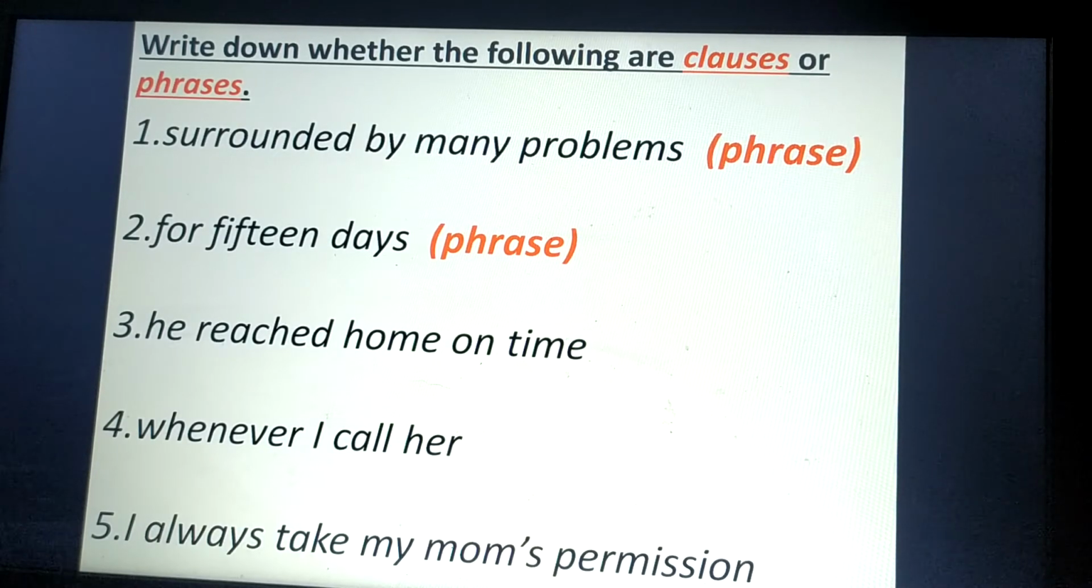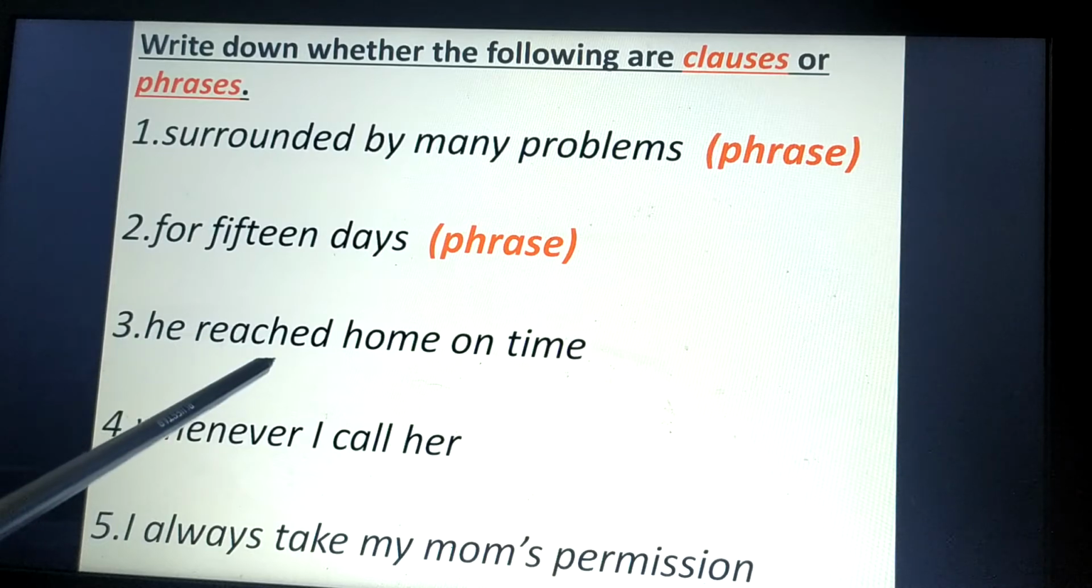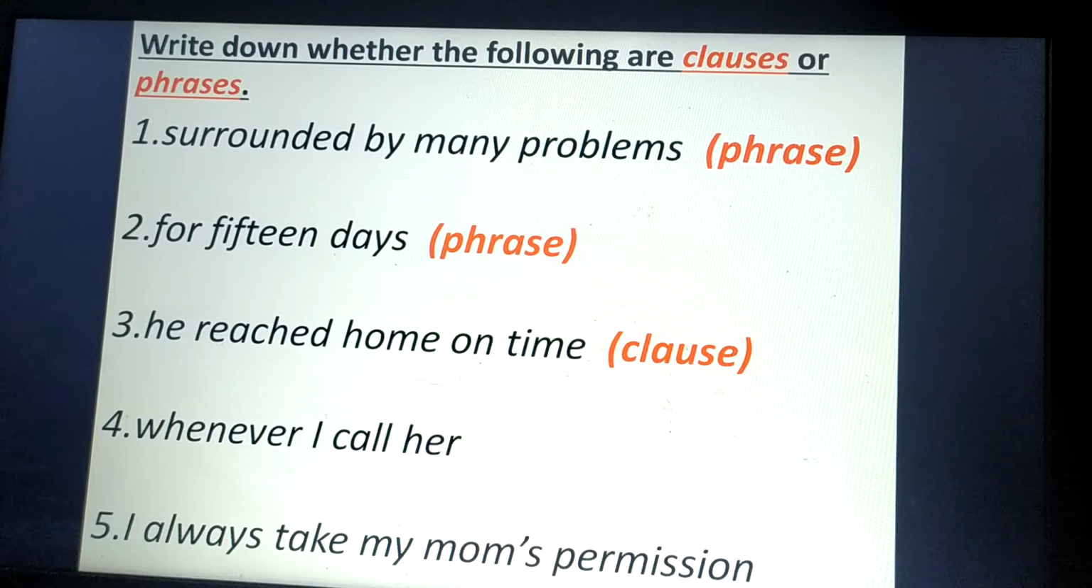Next we have he reached home on time. What do you say? Do you find here any subject-verb combination? You can say it's a clause, or if you don't find any subject-verb combination, you say it's a phrase. Of course, here we have a subject and a verb. He is the subject, reached is the verb. So here we find a subject-verb combination, and we can see that it's a clause.